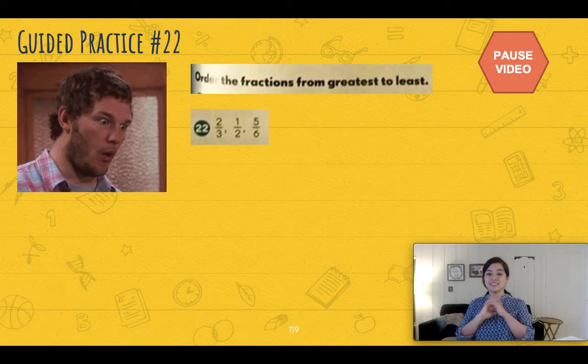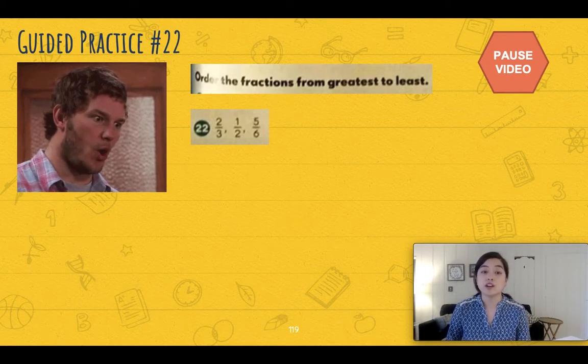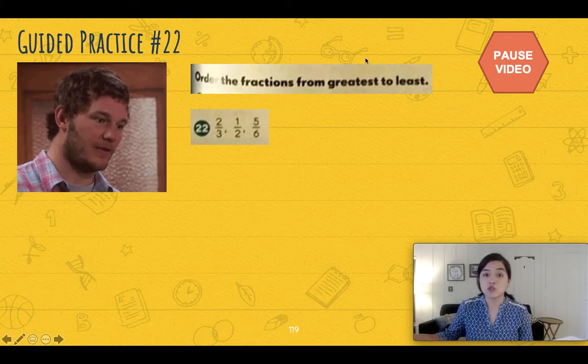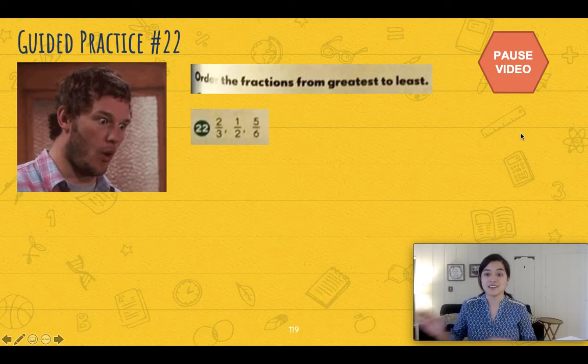All right, it's your turn. So please try number 22 on your own. You're going to order the fractions from greatest to least, not least to greatest. Okay, I'll be waiting.